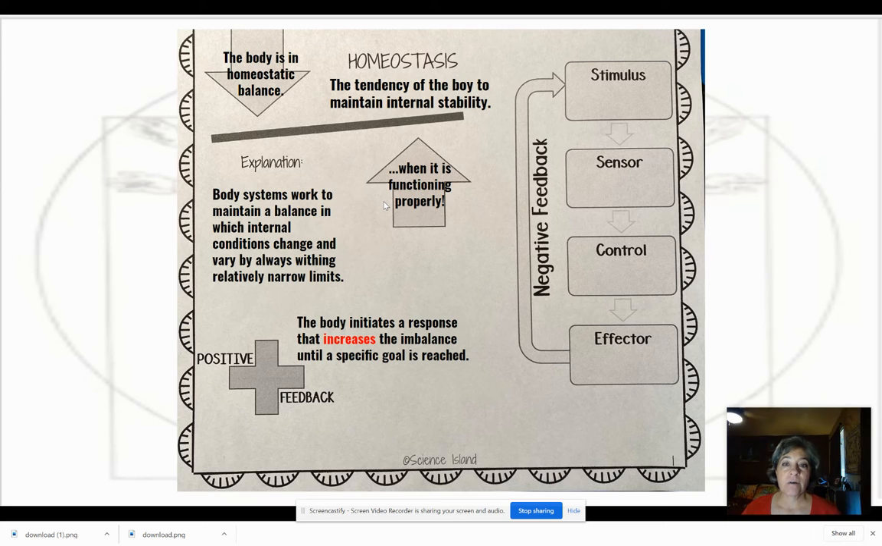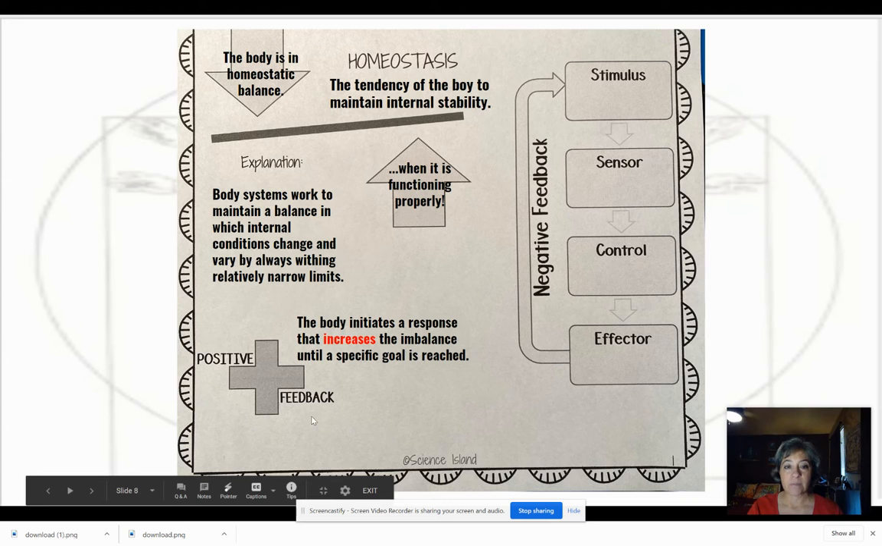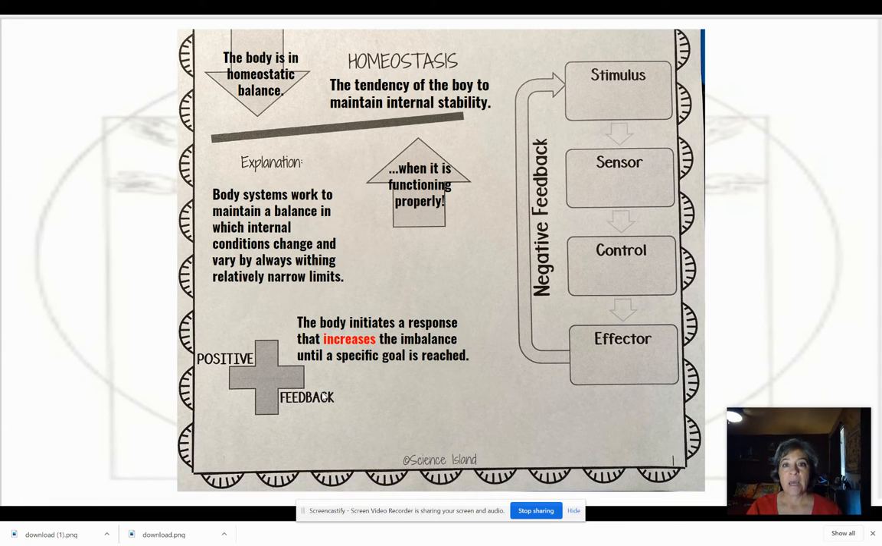Now, most of the mechanisms that we have to do that use what's called a negative feedback system, but there are a few that have what's called a positive feedback system. So we'll talk about these first and then move over to the more common ones.